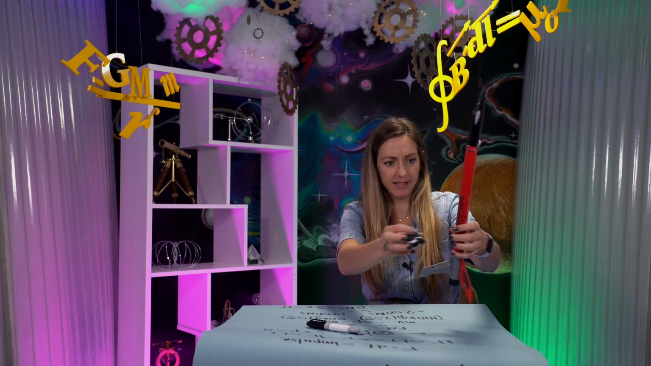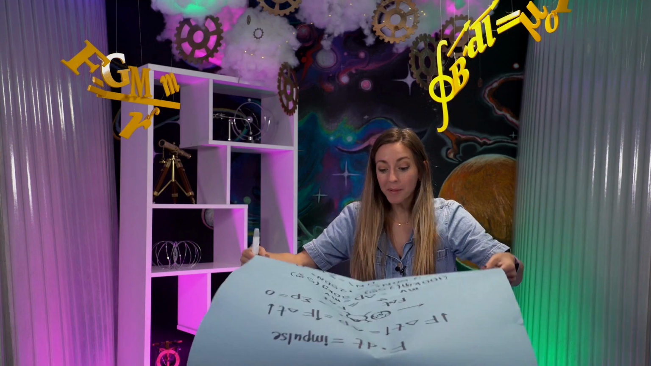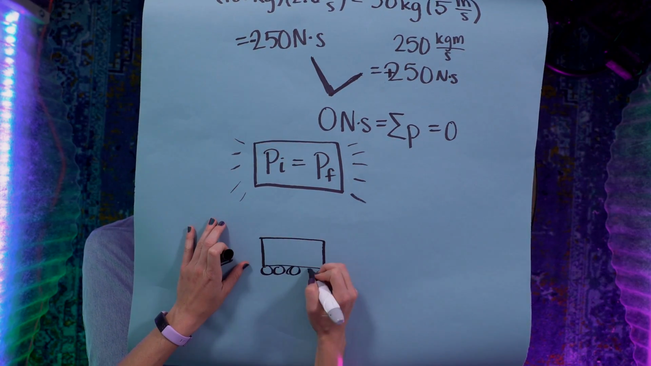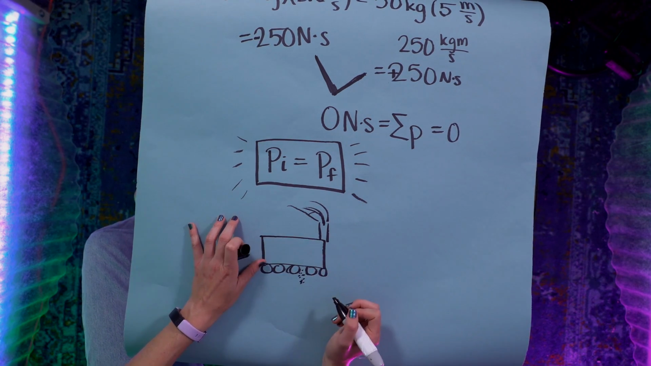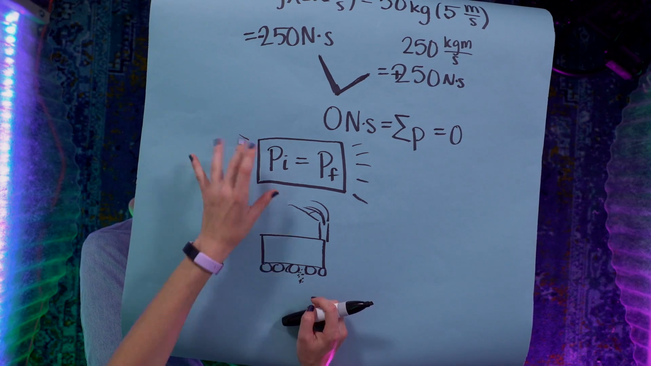And now we can finally answer the brain teaser from the beginning of this video. I'm going to get rid of these in case I want to draw anything. So remember, you're on a train and you're dropping sand out of the bottom. Does the train speed up, slow down, or stay the same velocity? Think about conservation of momentum.